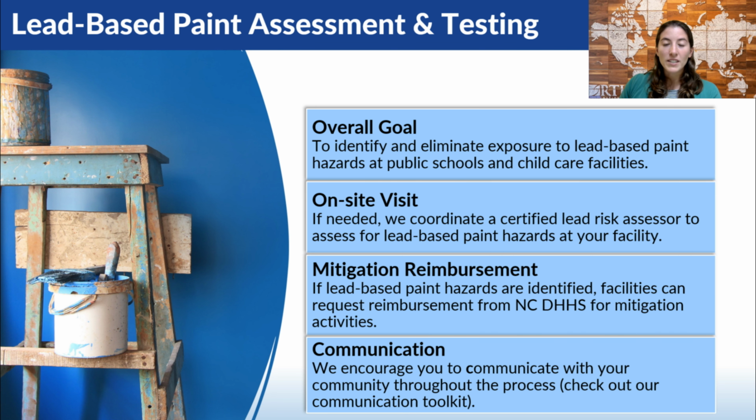To begin, the overall goal of this section of the program is to identify and eliminate exposure to asbestos hazards at public schools and child care facilities. For facilities that require an inspection, we will coordinate an on-site visit by an accredited asbestos professional. If hazards are identified, facilities can request reimbursement from NCDHHS if they decide to perform mitigation activities. We encourage you to also be communicating with your community regarding your progress through the program. We provide communication resources on our website that make it easy to update staff, parents, caregivers, and students on the program.